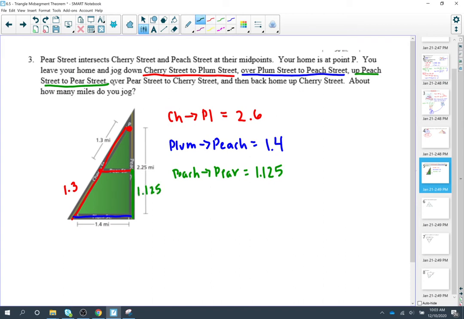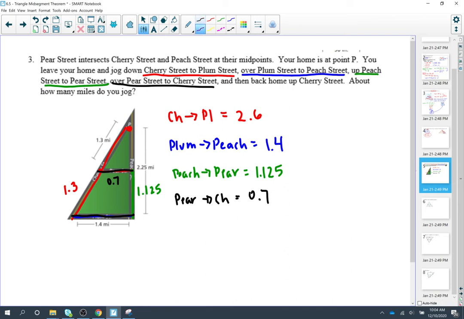Then it says over Pear to Cherry. So now we're going over Pear to Cherry, which they told us. Ooh, they didn't tell us anything. But I know that this, so let's record this. Pear to Cherry. Okay, I know this is parallel to this, and I know this is 1.4. So if I take 1.4 and cut it in half, I'm going to get 0.7 because this is a mid-segment, so it's half the parallel side.